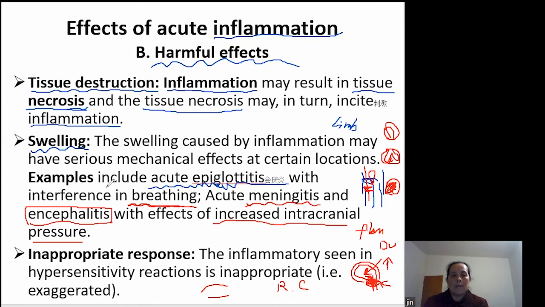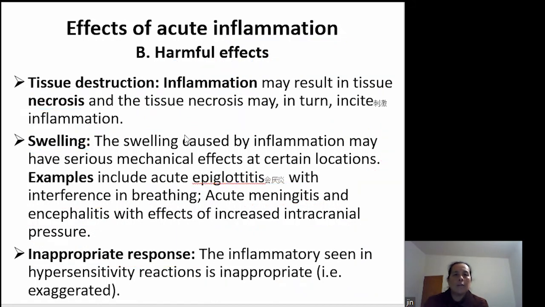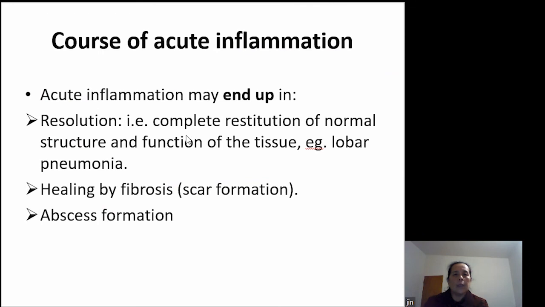So that's basically it. And also sometimes some reactions may not be totally a general reaction, and maybe an inappropriate reaction is still possible for acute inflammation. So that's generally acute inflammation.